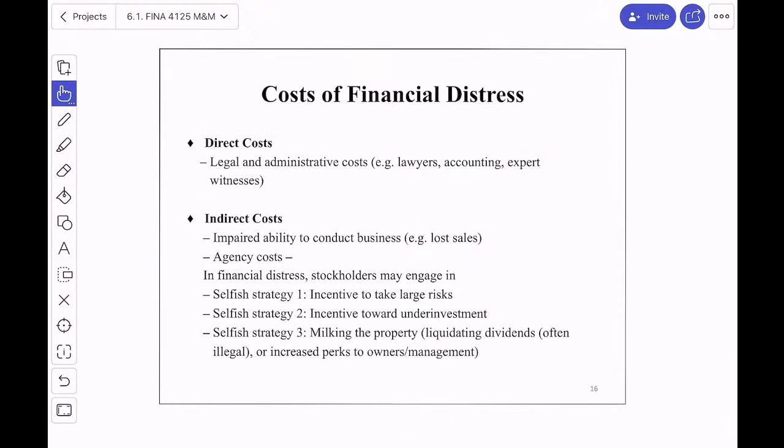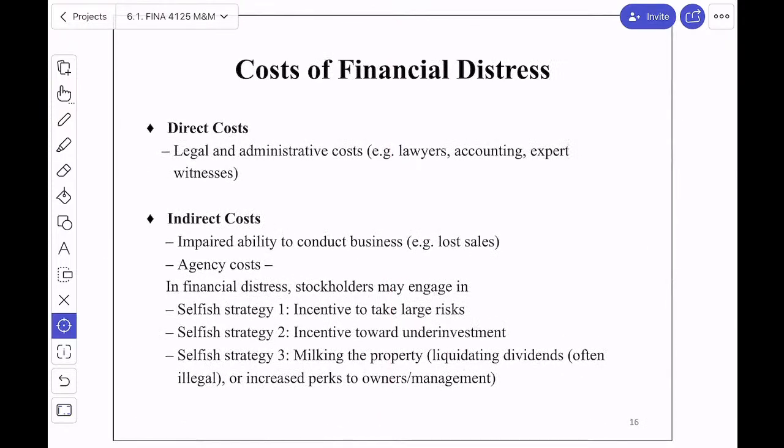So in financial distress before bankruptcy, and with the fear of bankruptcy, there are costs of dealing with litigation or legal administrative costs to deal with how to manage the default on the debt. There are indirect costs as well.